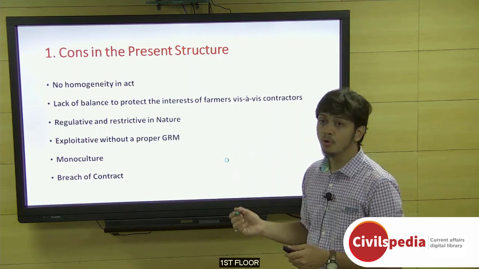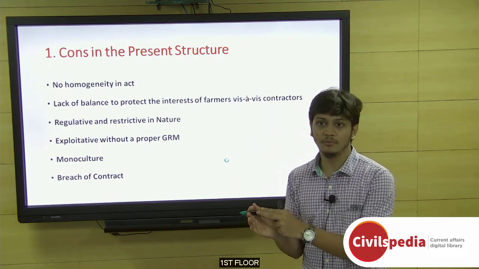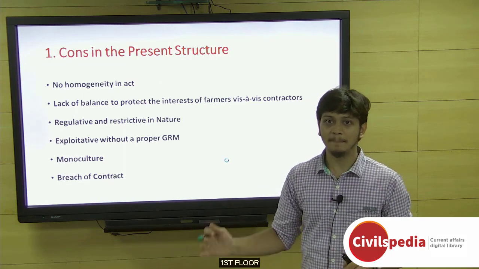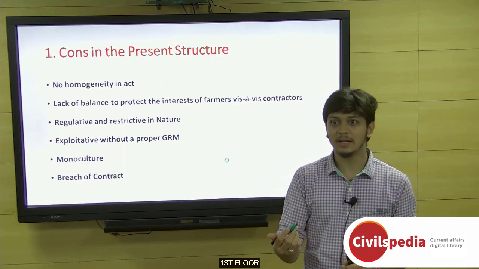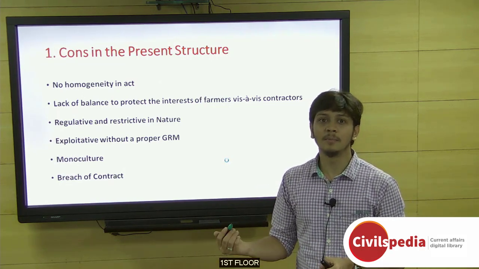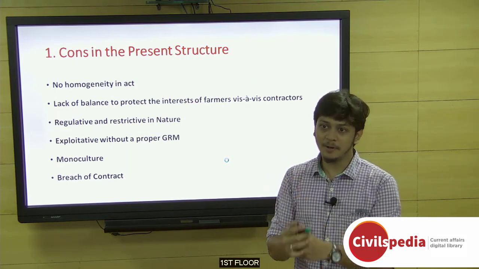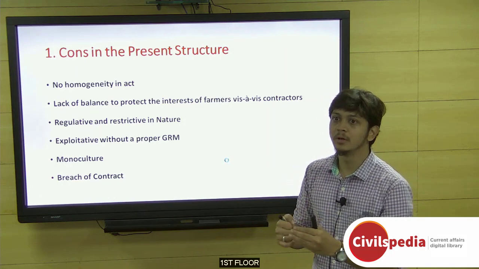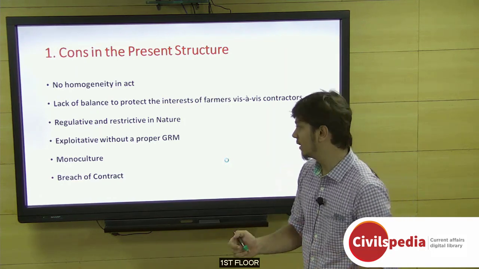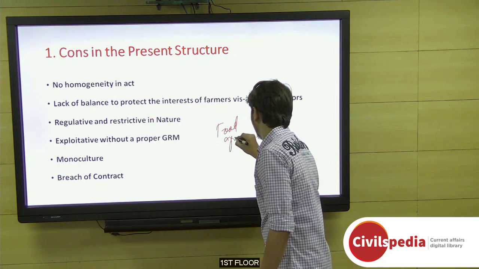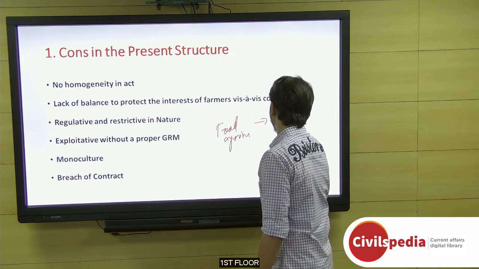And then there's huge monoculture which can be done. For example, as happened in indigo cultivation, in a very fertile land, the industrialists may be forcing the farmers to cultivate only one particular crop. This will lead to a transfer of the cropping pattern in India from food grains towards more of commercial crops.